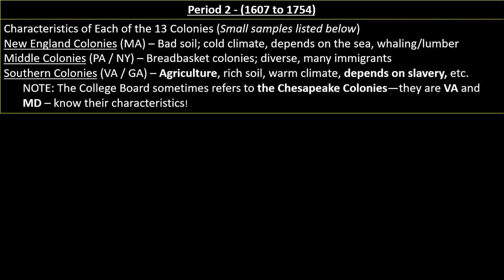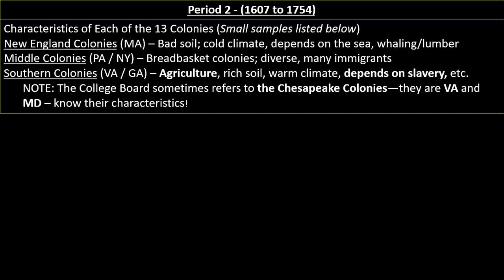Do keep in mind the characteristics of the 13 colonies. I'm just going to give you a small sample. With the New England colonies, the greatest example is Massachusetts. All of these regions, the New England colonies, had bad soil and a cold climate. They depend upon the sea for shipbuilding, whaling, and lumber, and those sorts of trades and occupations.